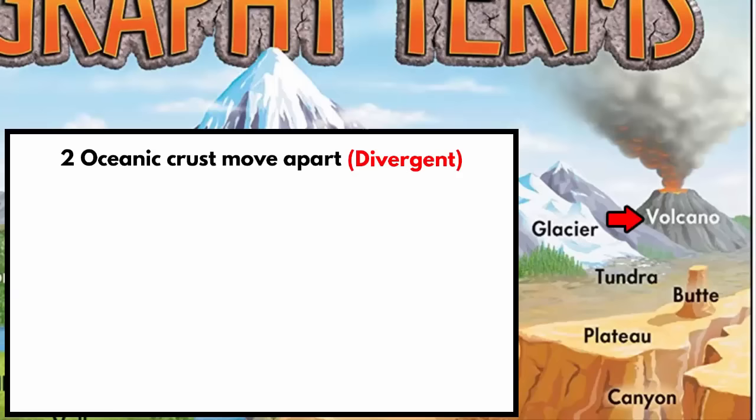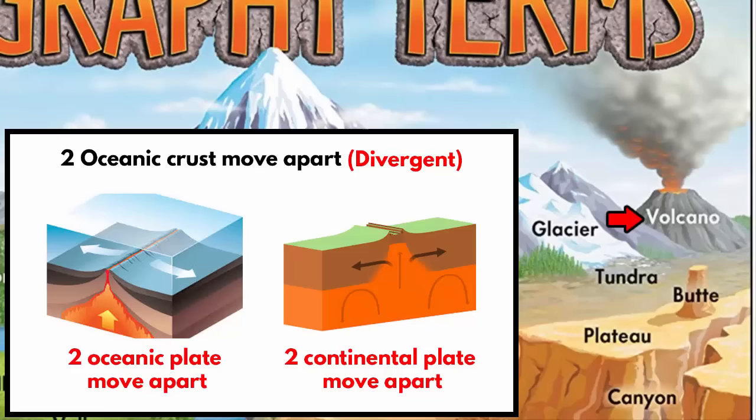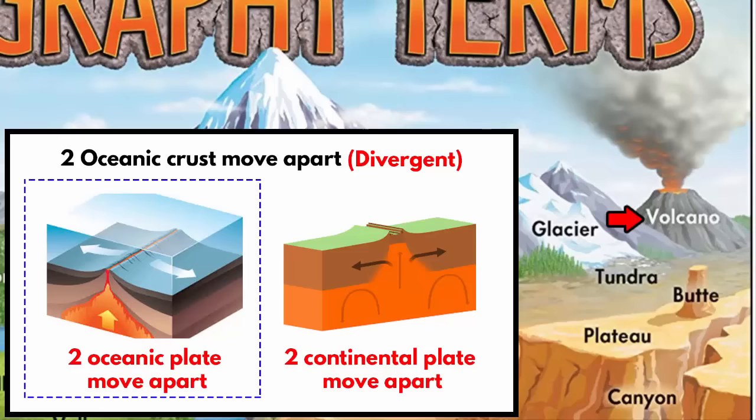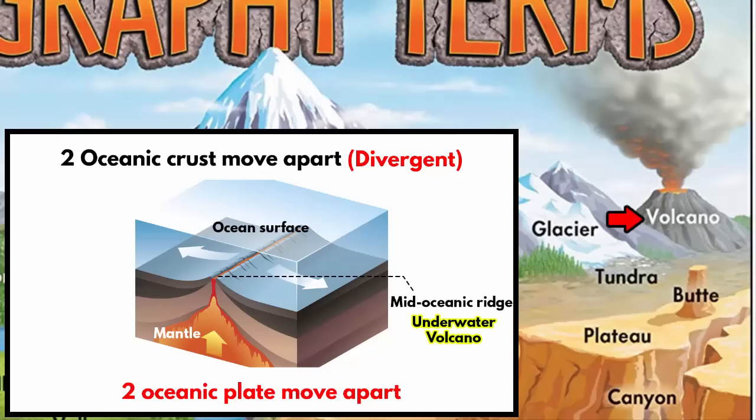It is called a divergent boundary. It can occur between two oceanic plates or two continental plates. When there is a divergent plate boundary in the ocean, in other words, when two oceanic plates are moving away from each other, molten basaltic magma from the mantle comes up and spreads on the ocean's surface. It is also called a mid-oceanic ridge. When magma comes out, it forms an underwater volcano or submarine volcano.